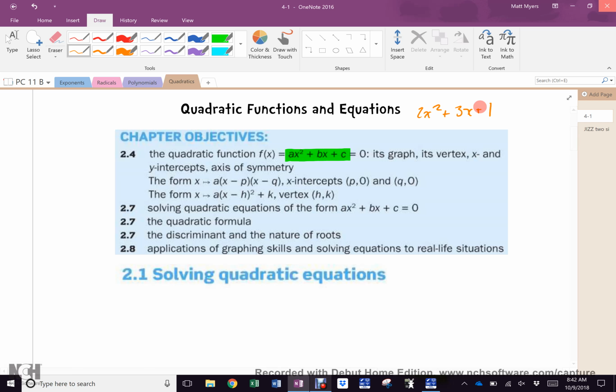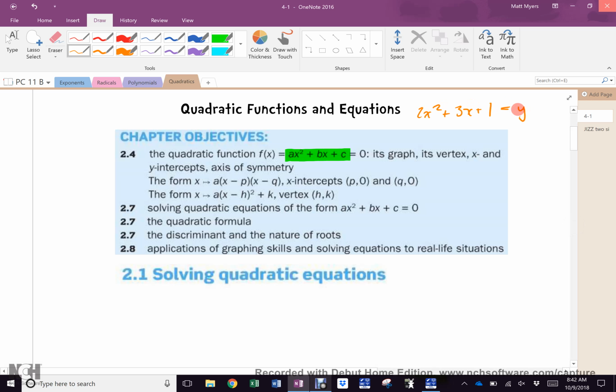Possibly factor it, right? But we found out a couple of days ago that there is math you can do with that even if you can't factor it. I just haven't shown it to you yet, right? Now, the next step is that becomes an equation.